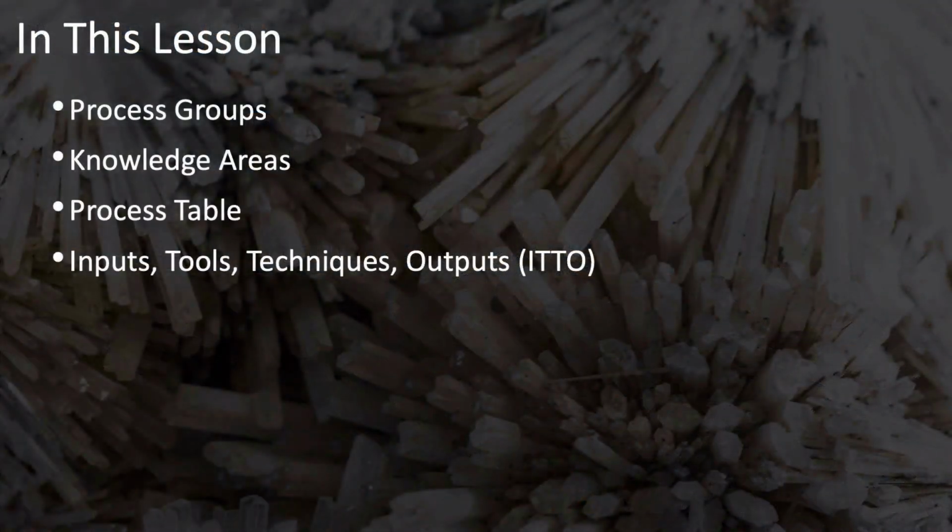This lesson introduces you to the PMI Process Table. But to do that effectively, we first need to cover the PMI process groups and knowledge areas that are the framework of the process table. Then we'll take a brief look at the processes in each knowledge area and how they're organized by process group. Finally, we'll cover the framework of inputs, tools and techniques, and outputs that forms the basic structure of each of the individual project management processes in the process table.